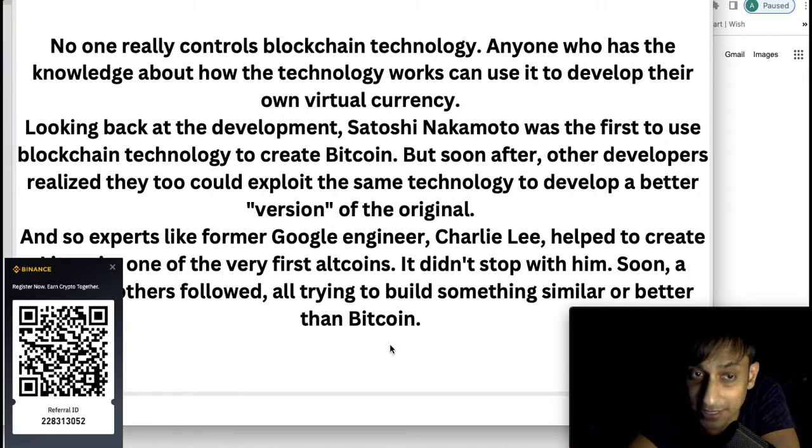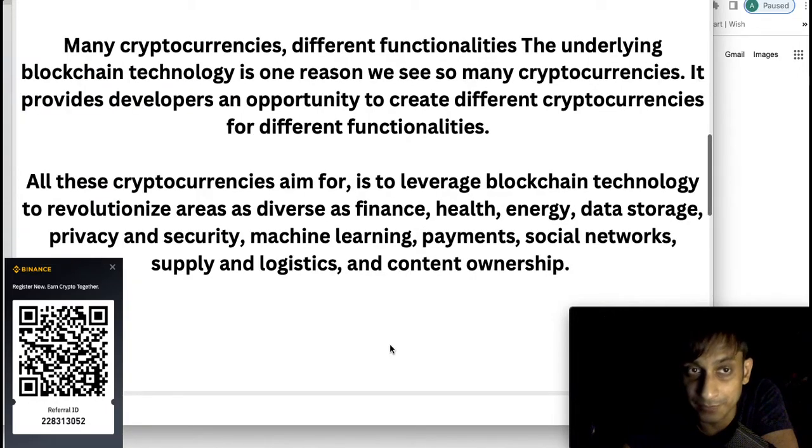Experts like former Google engineer Charlie Lee helped to create Litecoin, one of the very first altcoins. It didn't stop with him, and soon many people followed after him, all trying to build something similar to or better than Bitcoin. Many cryptocurrencies, different functionalities: the underlying blockchain technology is one reason we see so many cryptocurrencies. It provides developers an opportunity to create different cryptocurrencies for different functionalities.